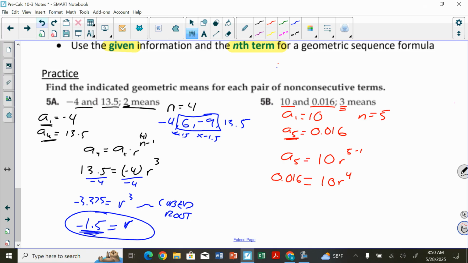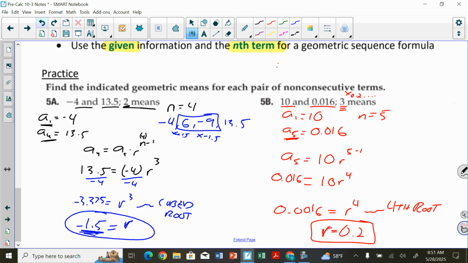So I divide by 10, 0.0016 equals r to the 4th. Now I'm going to take the 4th root to get r isolated, and r is equal to 0.2. Remember, when we do this, we have to multiply by 0.2 and then multiply by 0.2. So our sequence would look like this.